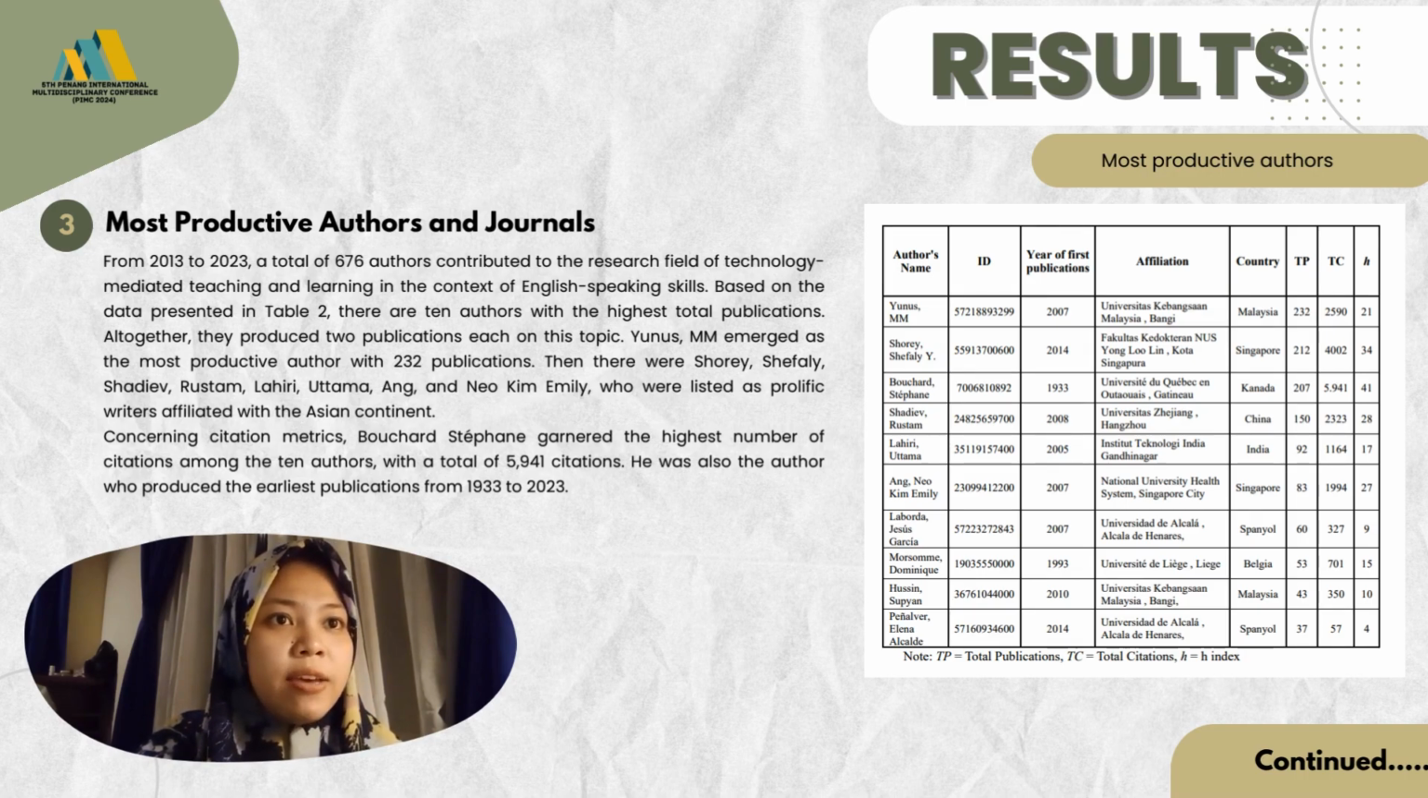And Bouchard Stephen had the highest number of citations with 5,941. The top 10 most productive journals were Sustainability or Switzerland Journal, and then Education Science Journal and Education and Information Technologies Journal. These journals produced more than 3 special publications for this topic.